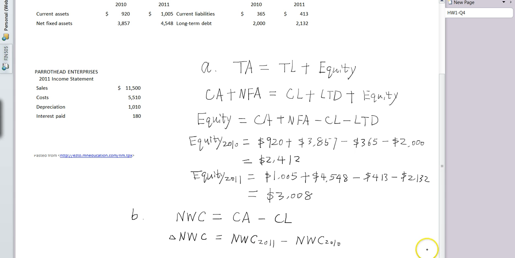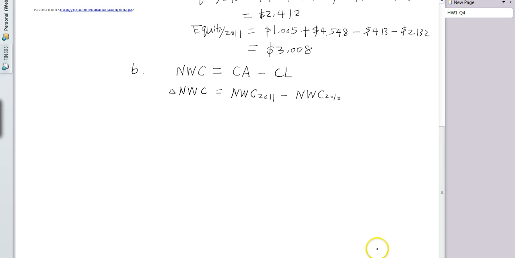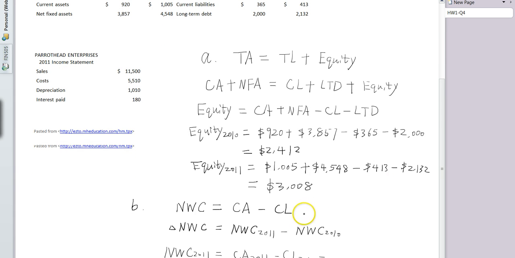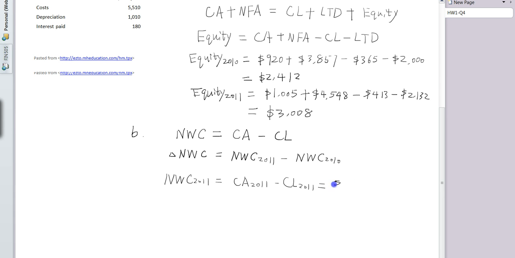So then we just need to calculate the 2 years' numbers and then do the difference. So net working capital for 2011, that's gonna be current assets for 2011 minus current liabilities for 2011. So that gives me current assets for 2011, that's 1005.